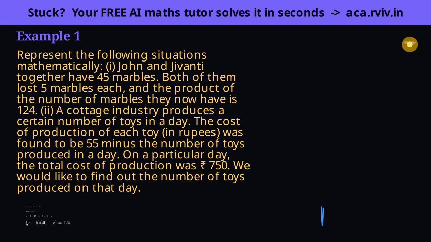Let's open the brackets carefully, multiplying each term in the first by each in the second. X times 40 is 40x, x times minus x is minus x squared, minus 5 times 40 is minus 200, and minus 5 times minus x is plus 5x. Take your time here. Sign slips are the number 1 cause of wrong answers.